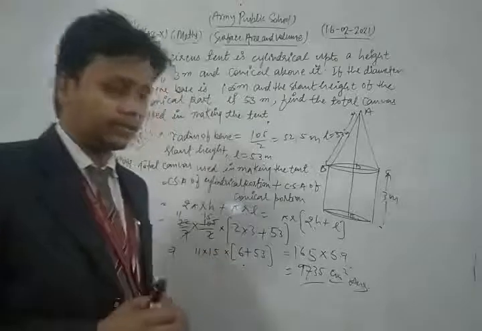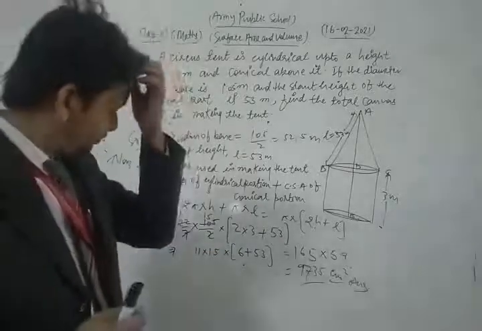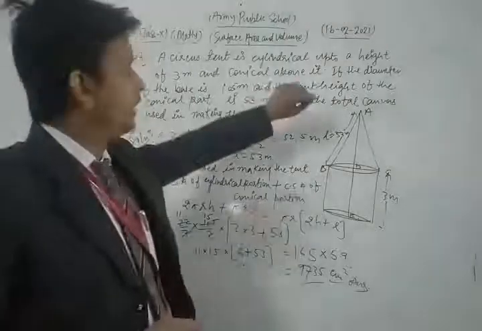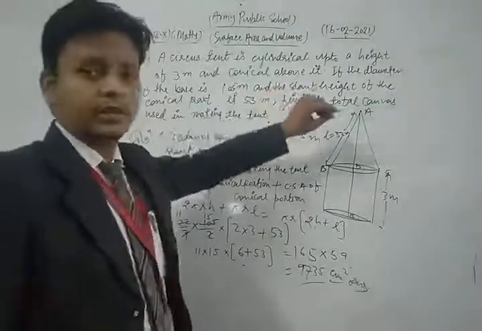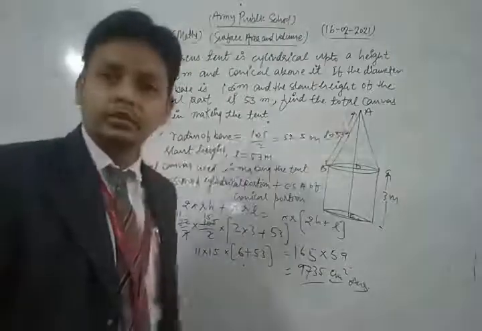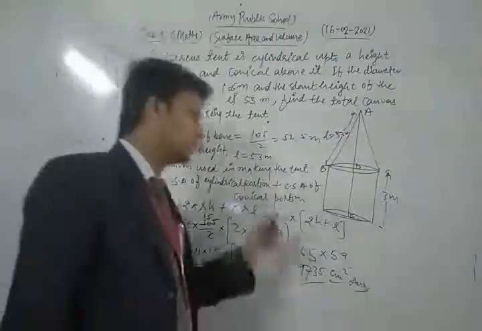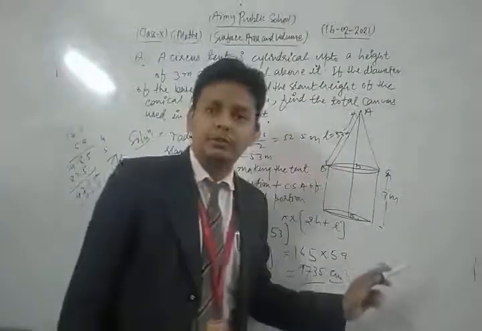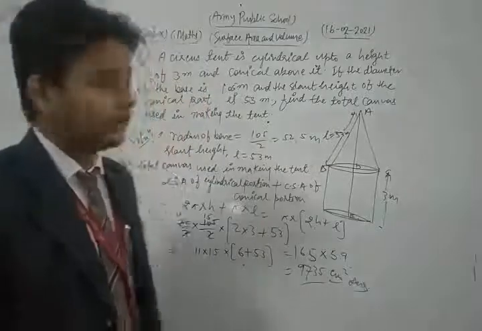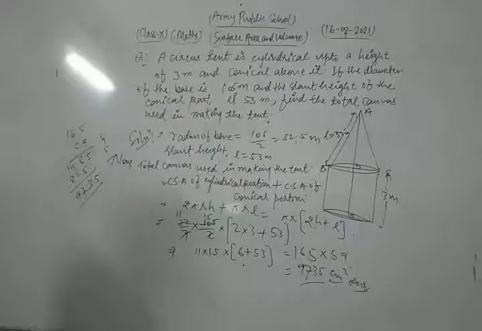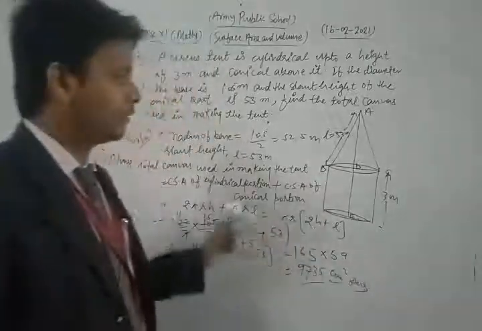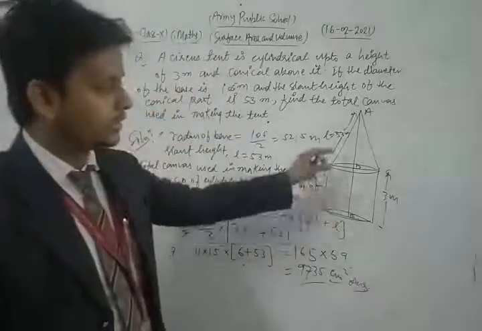Let's see once more, dear students. In this question we have a circus tent cylindrical up to a height of 3 meters and conical above it. So first of all, according to the question, we draw the shape of the circus tent, cylindrical in the base and conical on top. After that, according to the concept, the total canvas used in making the tent is equal to the CSA of the cylindrical portion plus the CSA of the conical portion.